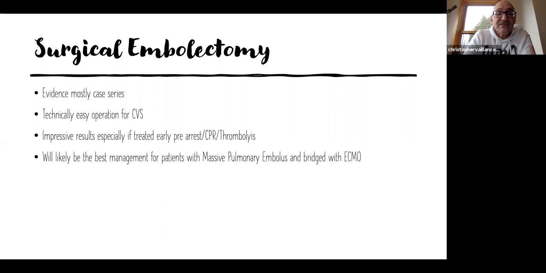The ones that do the best are the ones that are pre-arrest, pre-CPR, and pre-thrombolysis. So again, just activating, getting them on ECMO right away. And once you've got them on ECMO, you can stand back and take a few minutes to sort things out. And I believe this is probably going to be the best way to manage massive pulmonary embolus in the future.